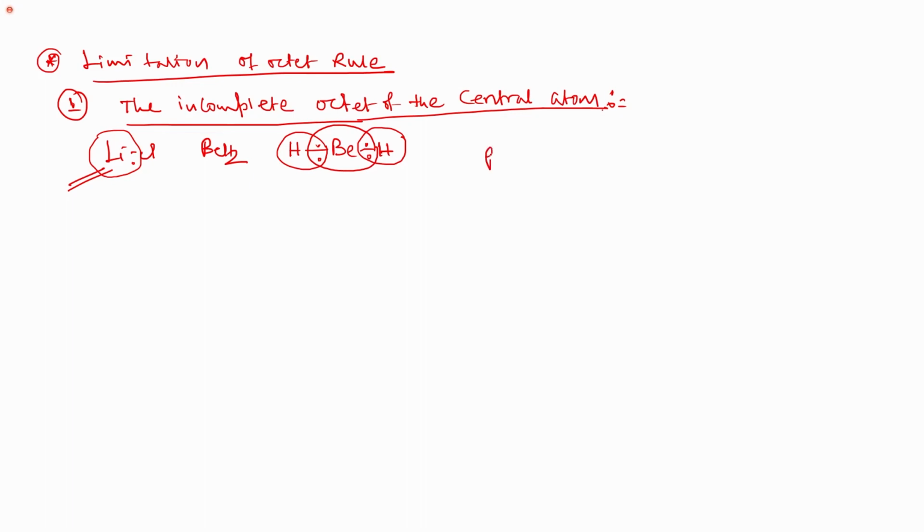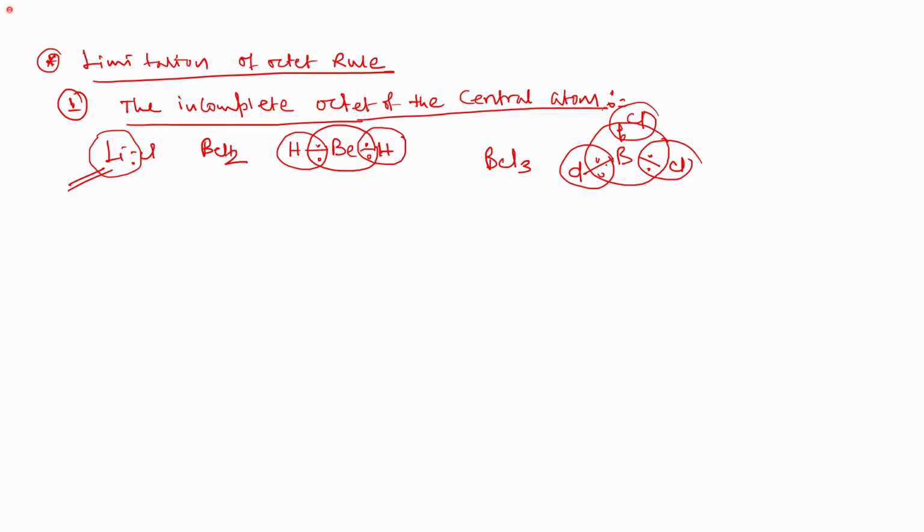Suppose BCl3, trichloroborane. If you see the structure, this will be a trigonal planar structure. You know these are the bonding electrons present here. These 6 bonding electrons are shared by this boron, and these 2 electrons are also shared by the chlorines.